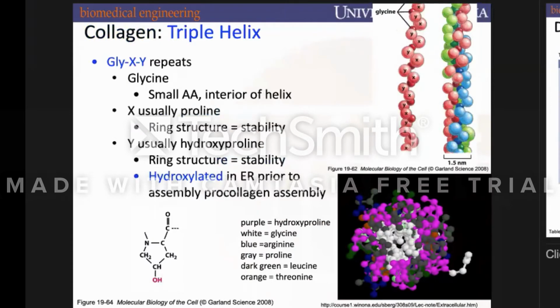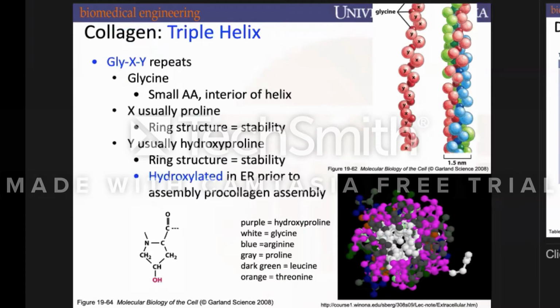So does anyone remember any key features of the glycine amino acid? And it being benign, what does that tell us about its hydrophobicity? Is it hydrophilic or hydrophobic? Raise your hand if you think it's hydrophobic. Correct, it's hydrophobic.